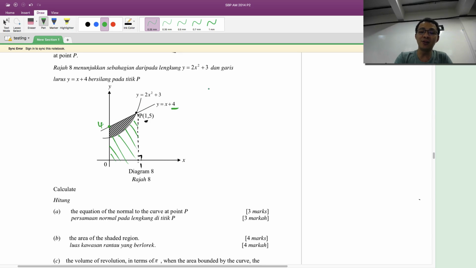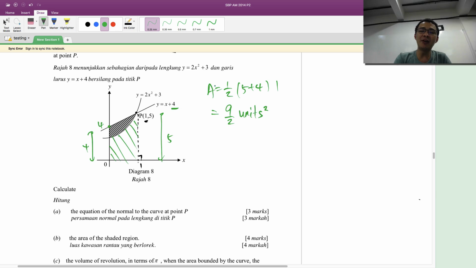Then I can use the trapezium formula. It's half (a + b), 5 plus 4, because the length here is 5 and the length here is 4. 5 plus 4, multiplied by the height, which is 1. So this area is basically 9/2, or you can call it 4.5 unit squared.